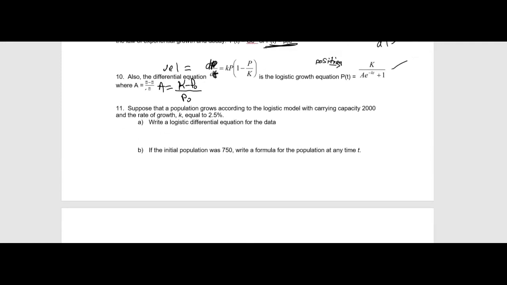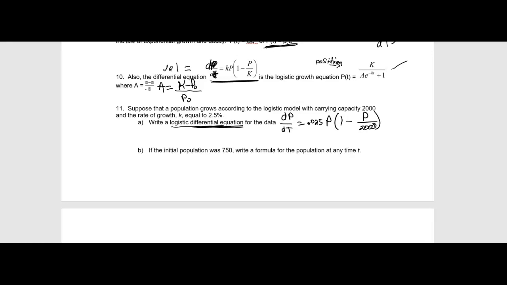And then we'll do one or so, and then catch the hang of this in case we see it. So 11, suppose that a population grows according to the logistic model with a carrying capacity of 2,000 and a rate of growth k that's equal to 2.5%. All you're doing first is writing the logistic differential equation. So that's this version. So we would say dP/dt would equal, little k is your rate. We know what that is, 0.025, P, and then 1 minus P over K, capital K. That is your carrying capacity of 2,000. That's all you would be doing if that's what that question asked for.